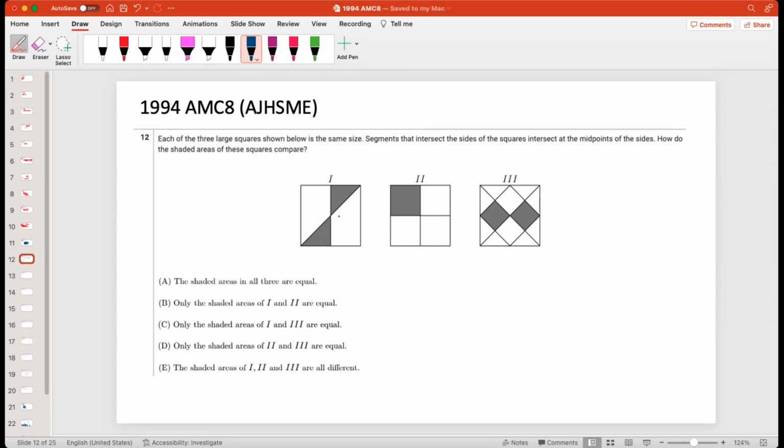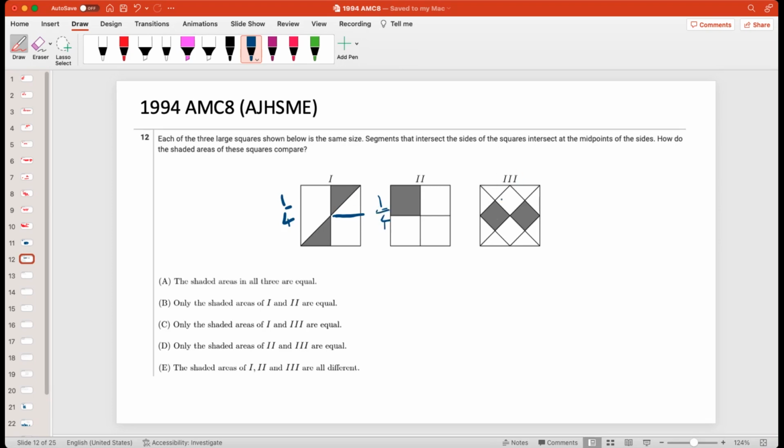So if I put this, just imagine that I'm tilting this. So this will be like this. This part will be fully shaded. That means this comes here. So this is 1/4 of the square shaded. This is also 1/4 of the square shaded. So this is 1/4. This is also 1/4.